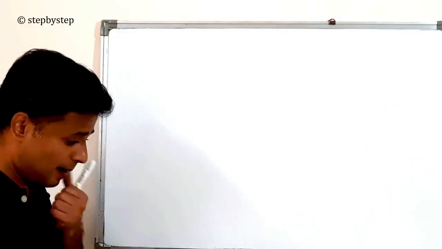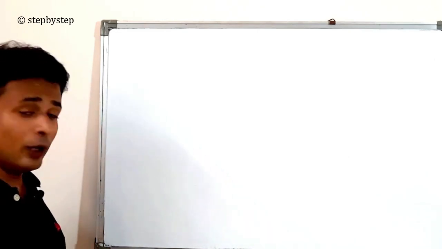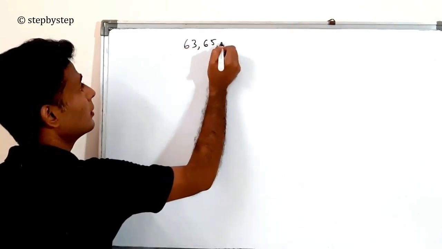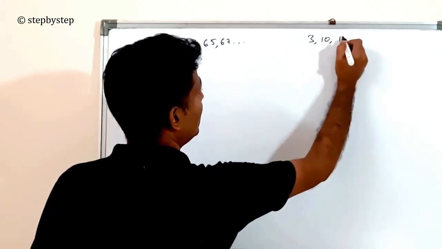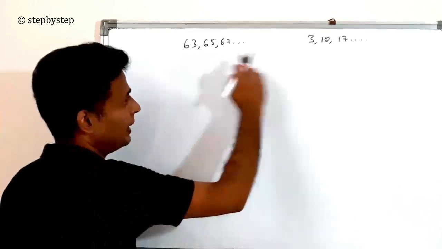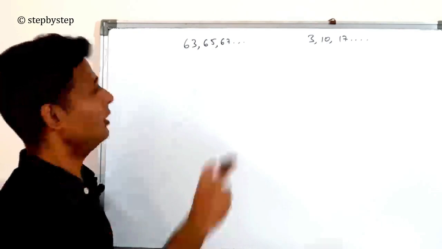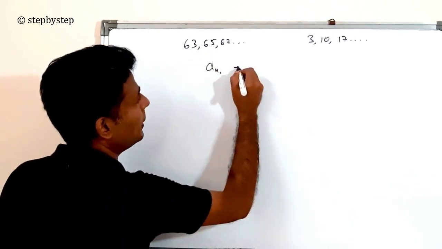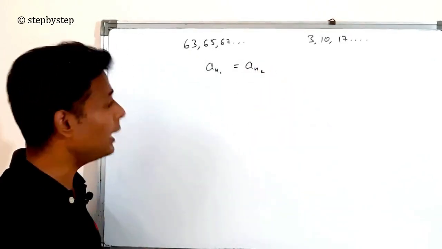Now the second question: for what value of n are the nth terms of two APs 63, 65, 67 and 3, 10, 17 equal? So they have said the nth term of this AP will be equal to nth term of the second AP. For the same value of n, the two terms will be equal. So a of n of the first AP should be equal to a of n of the second AP, and we have to find the value of n.